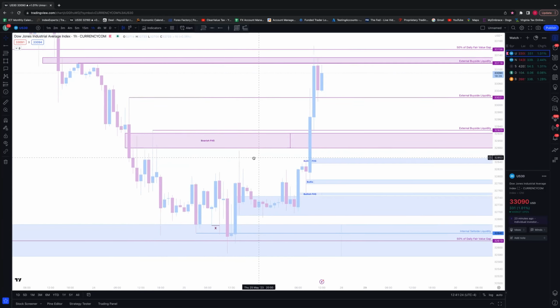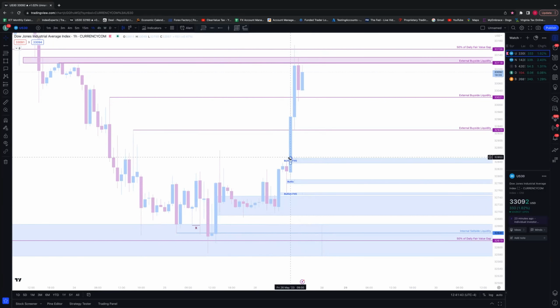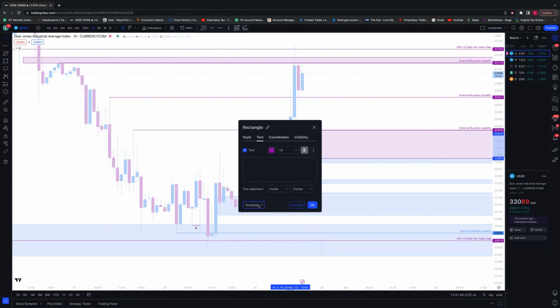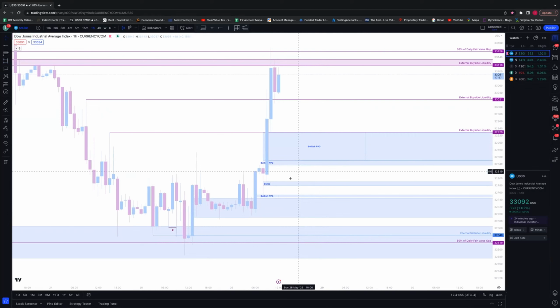In order for us to see a change of character or a market structure shift, we would like to see a break and a close above the bearish fair value gap. Then that changes the state of delivery and the order flow of the market. And then we start creating bullish fair value gaps, as you can see on the right hand side. And now we're leaving voids towards the upside.